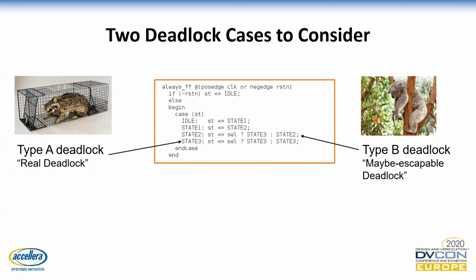If we consider state 2, here we can see we can get stuck in state 2 as long as the select signal is left low. So if the signal is always low, then we have a true deadlock. If the signal can toggle from time to time, then the design can go out from state 2, and we don't have a deadlock. So actually, type B is a kind of potential deadlock. I will call it maybe an escapable deadlock.